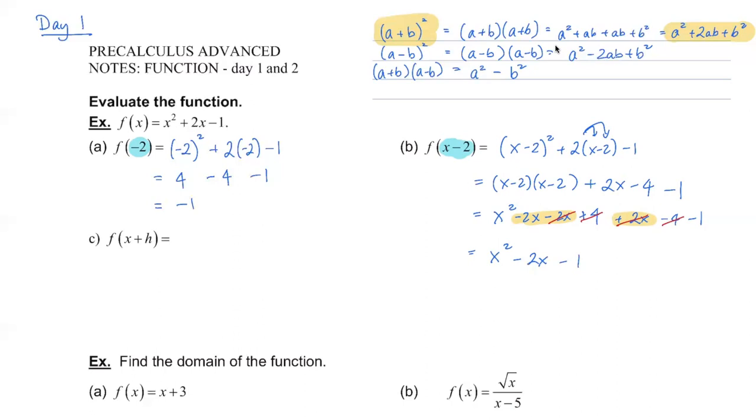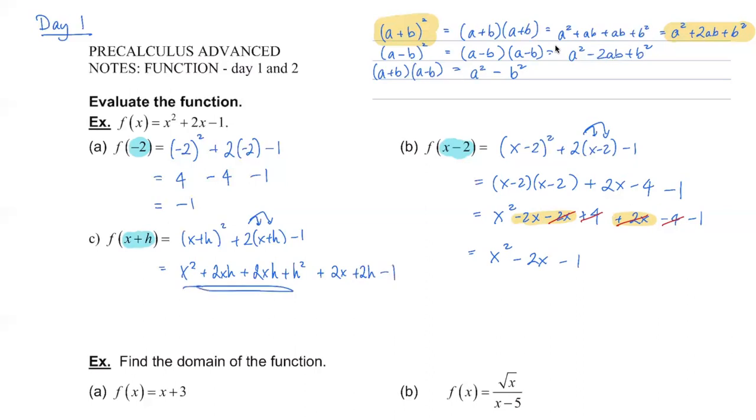Now, same thing for part C. It's something strange, it's ugly, but don't be scared. It's just something you substitute for x. So x plus h, use parentheses for your substitution. x squared plus 2xh plus 2xh plus h squared. And then you can distribute this one: 2x plus 2h minus 1.